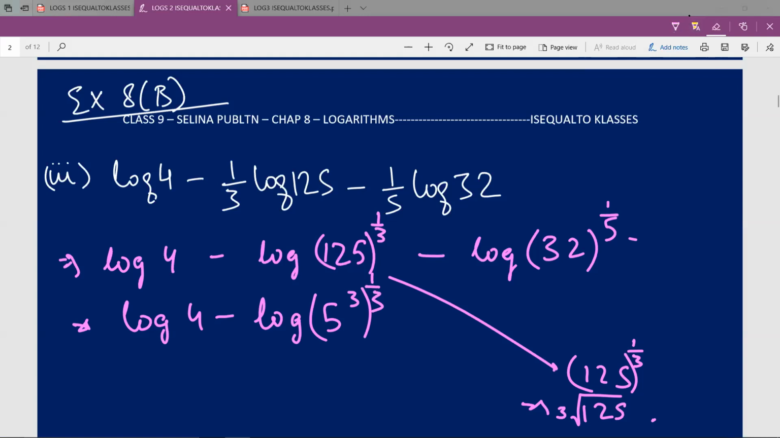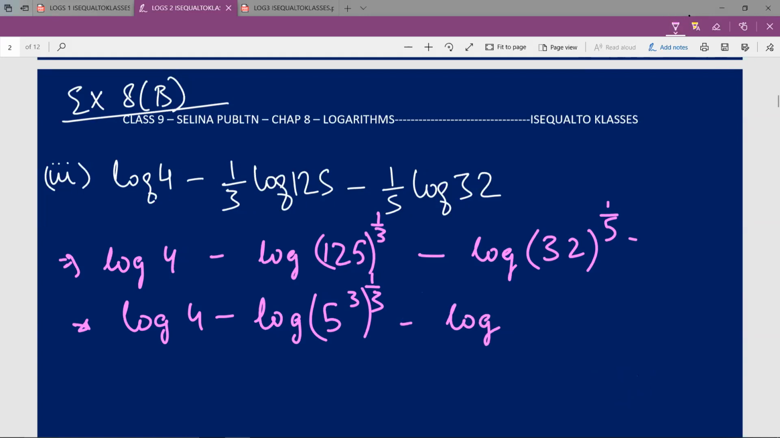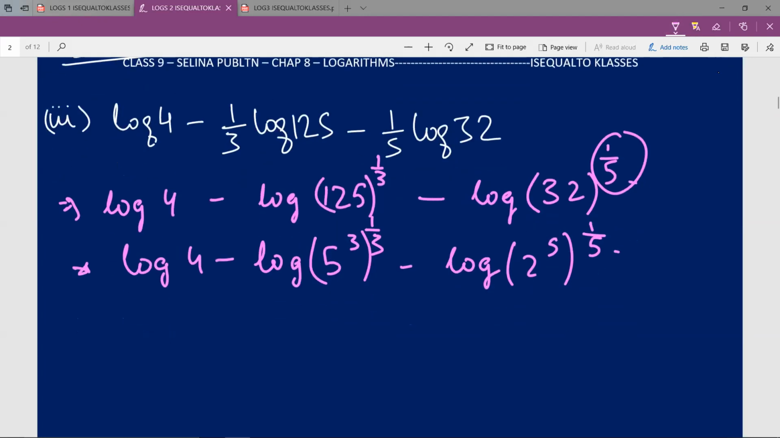And I'll just erase this arrow. And then over here too, I could write 32 as 2 raised to the power 5. Why? Because 2 into 2 into 2 into 2 into 2, which is 2 raised to the power 5, is equal to 32. And outside the brackets, don't forget to add the exponent 1 upon 5. So now over here, again, I'll leave log 4 as it is, and I'll try to simplify this part of the question.